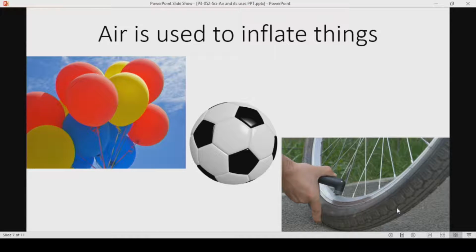Tire. On your bicycle, you have two wheels. And on your wheels, there are tires. We need to pump air into the tires so that you can ride your bicycle. If you have a flat tire, can you ride your bicycle? No, it's not fun. So we need to inflate our tires.